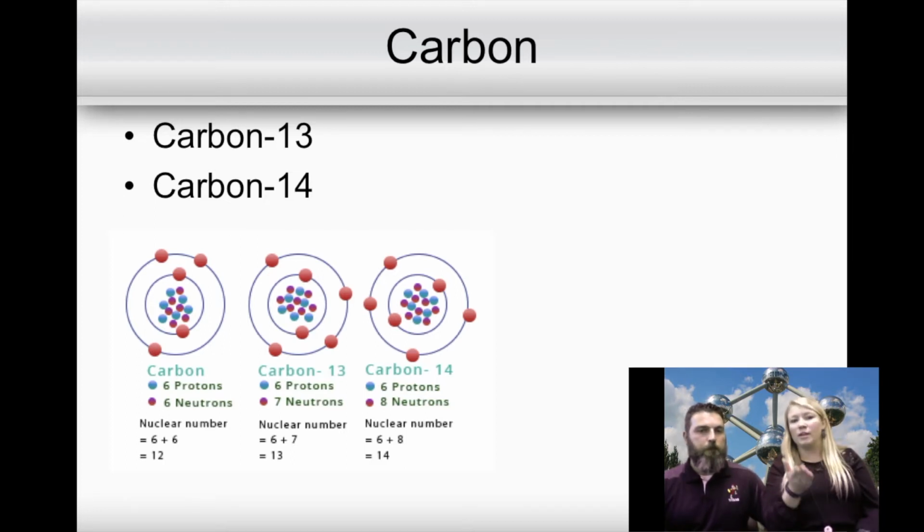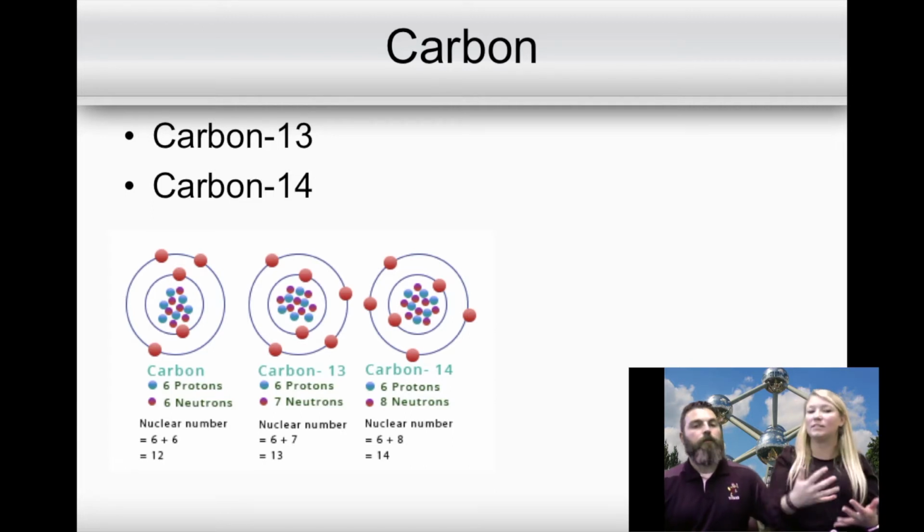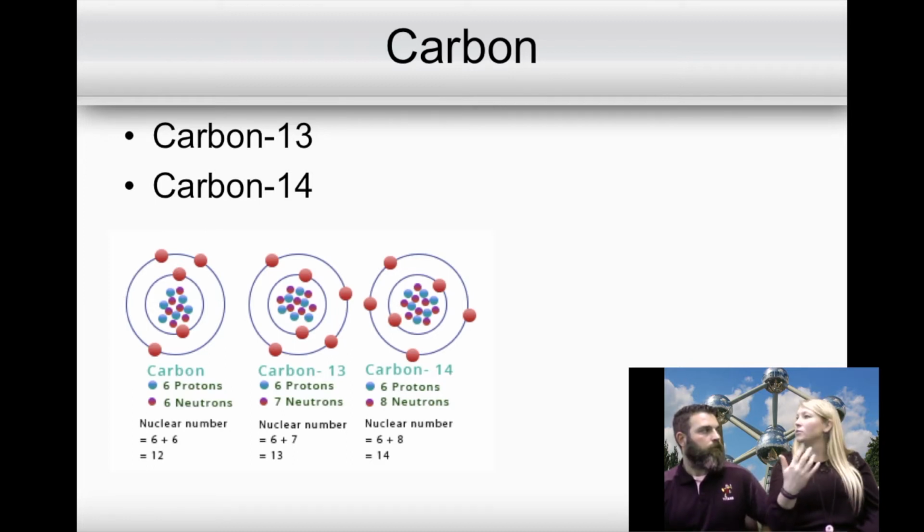So when you see an element with a number after it, it is going to tell you that it is a specific isotope that you're working with. It's going to tell you the mass number. The number afterwards is the mass number, which is protons plus neutrons.